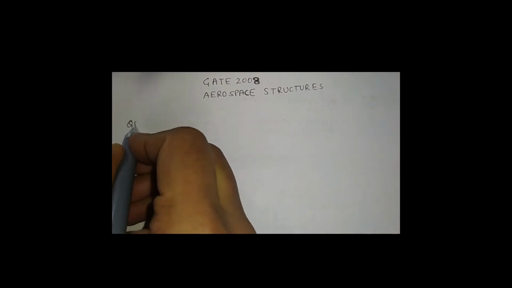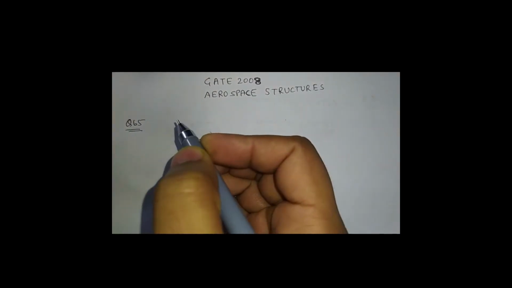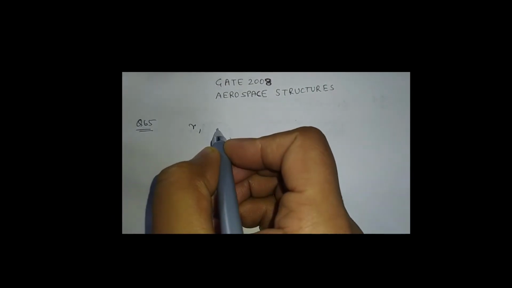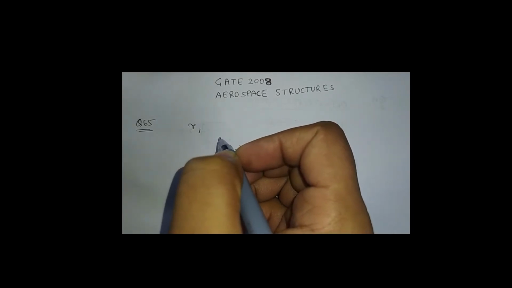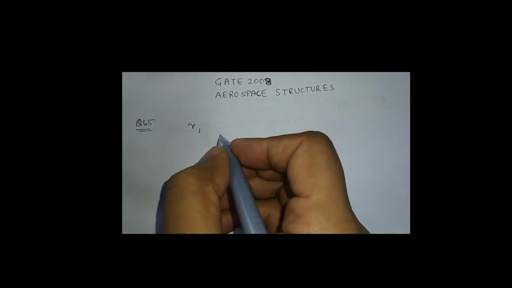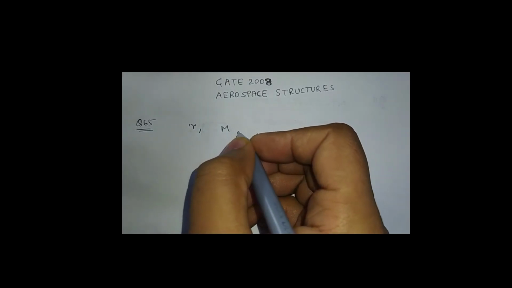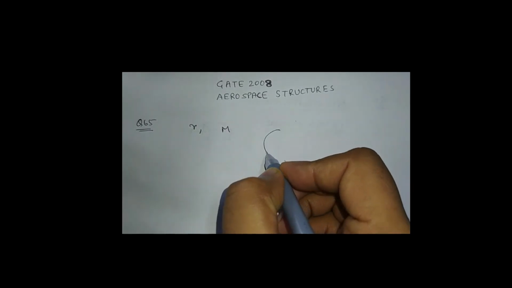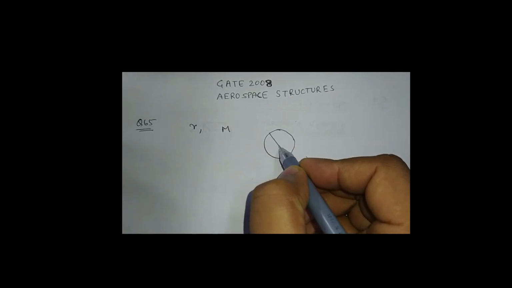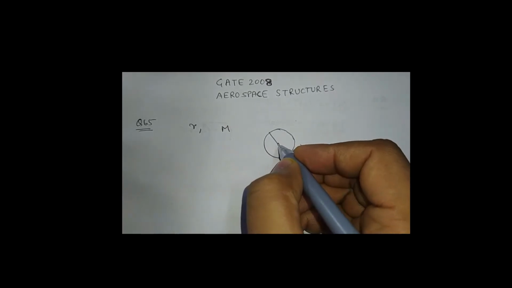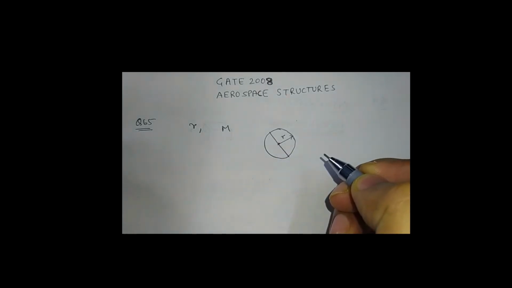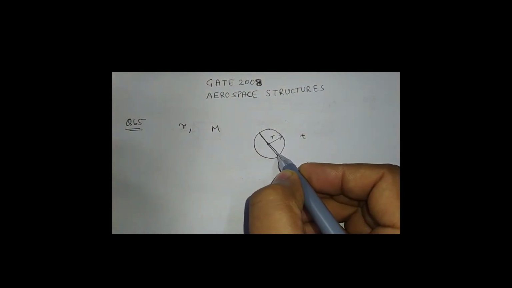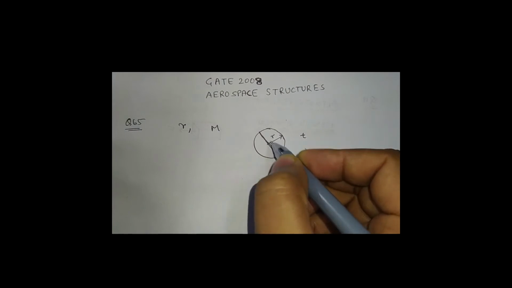Question number 65. A thin wall tube of radius R has a central web which divides it into two symmetrical cells. A torque M is acting on the section. We have to find the shear flow in the central web. The section is given like this. Mean radius is R. We have to find the shear flow at the central web. What is the shear flow in this web?